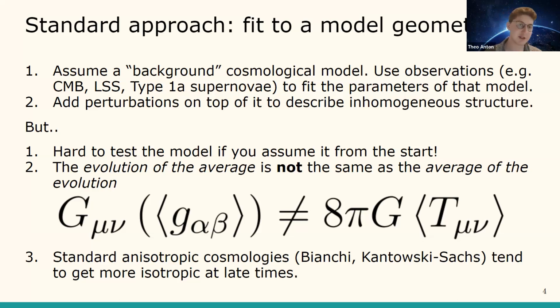And then we take observations, say, of cosmic microwave background or supernovae and so on, and we use those observations to fit some model parameters, and that then describes our cosmology. And then when we see structure in the universe, we use perturbation theory to describe that inhomogeneity, and from that we obtain observables such as a matter power spectrum and so on. But there are a few issues here.